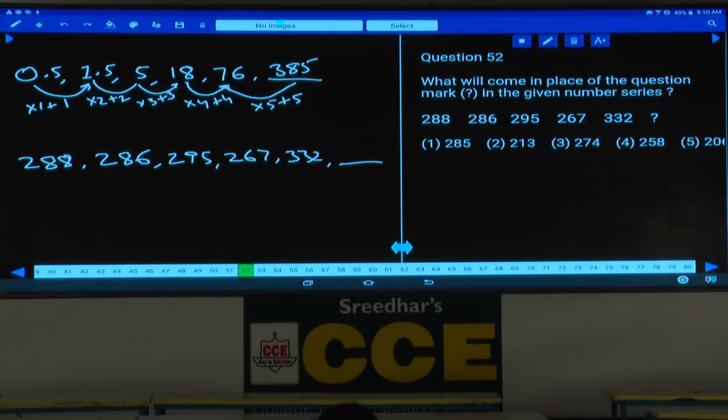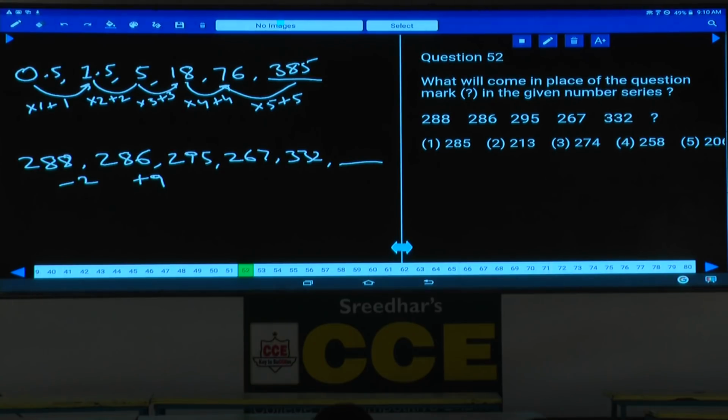Tell me the difference. 288 and 286, the difference is how much? Minus 2. And 86 and 95, how much is added here? Plus 9. Next one, 295 and 267. What is the difference between these two? 67 and 96, 28. Plus or minus? Minus 28. And the next one, 67 and 32, this will be 33 plus 32, 65. And this is plus 60.